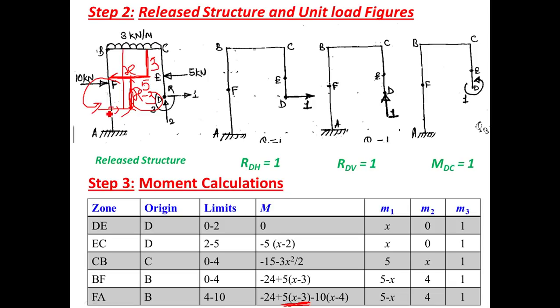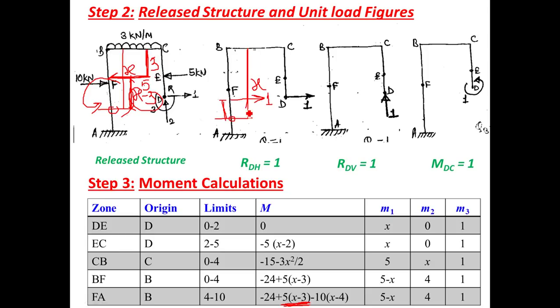Now if you take a section in the second figure, RDH is equal to 1. So we are taking a section here. Distance is measured from B, that is x, and the unit load is acting at point D. So we can show that unit load here also. This is 1, in the same line of action. Now what is the perpendicular distance? This is the perpendicular distance. We are taking moment here. How to calculate this perpendicular distance?